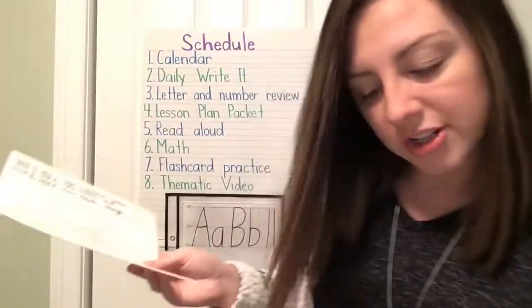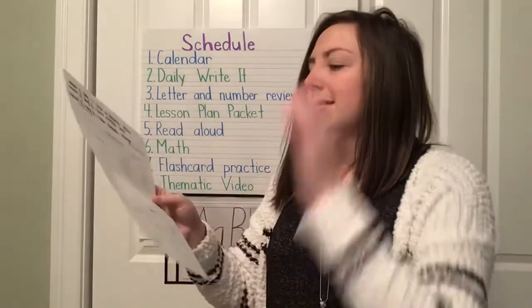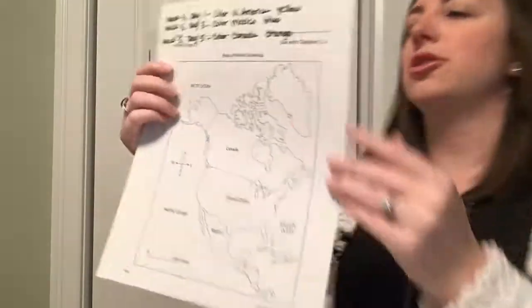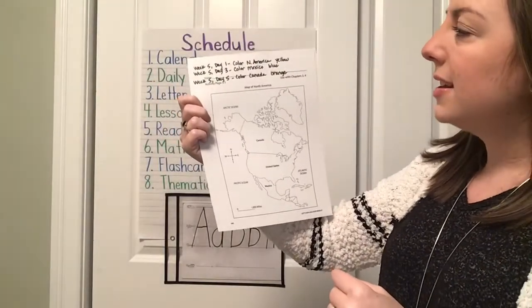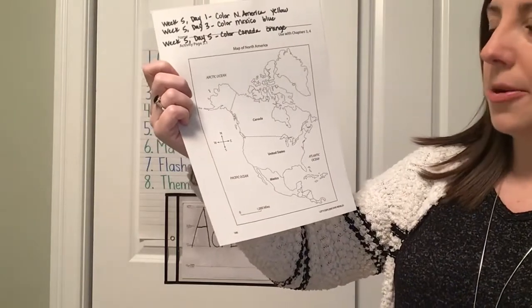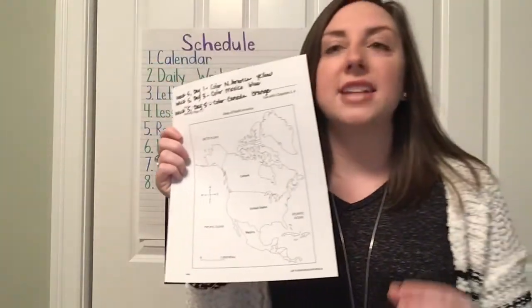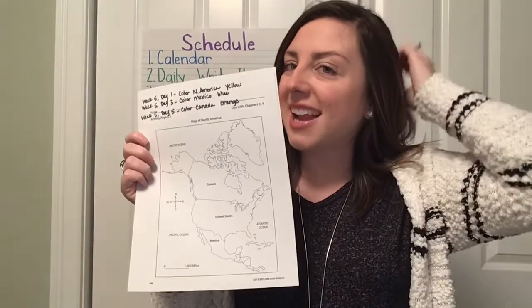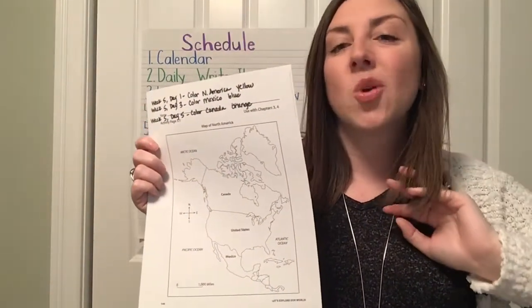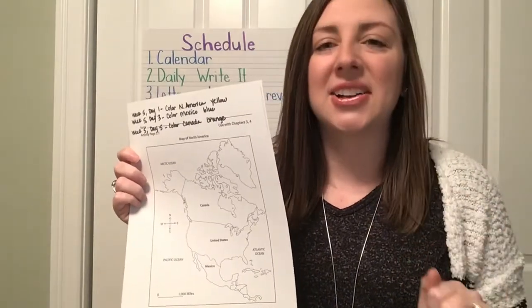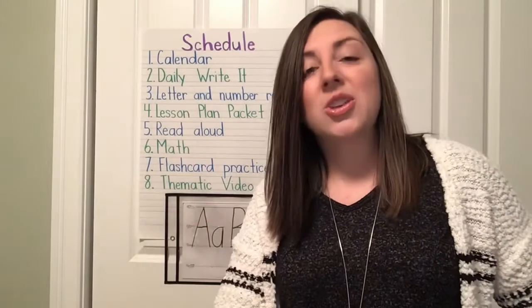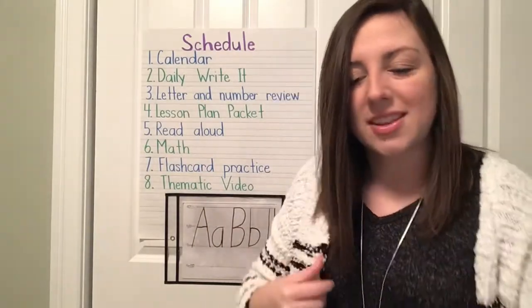Okay, when you're done with that, this is an activity that we do need to do. So week 5, day 1, color North America yellow. So you're going to find North America. Now this is kind of tricky. North America is a continent. So find North America and color it yellow. All right. Those are your reading activities for the day.